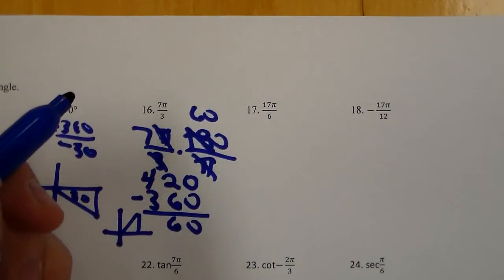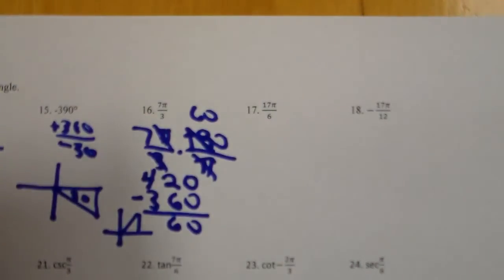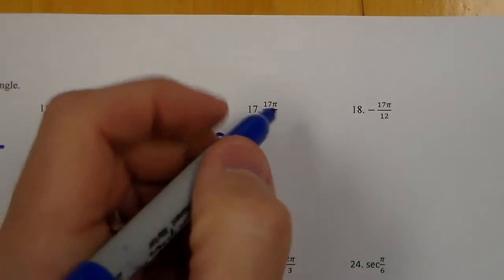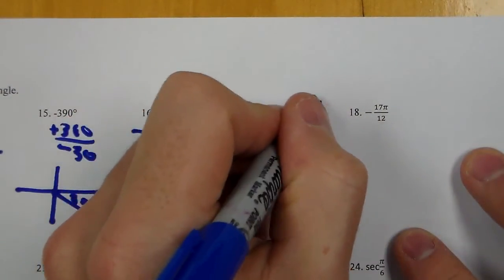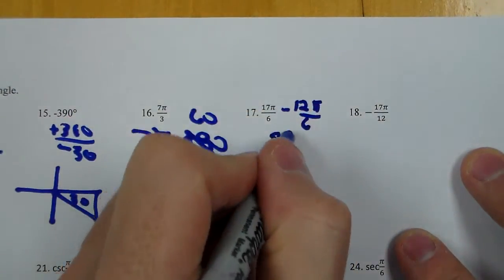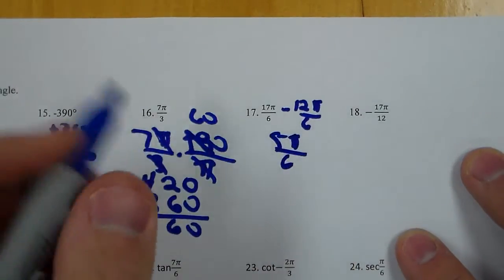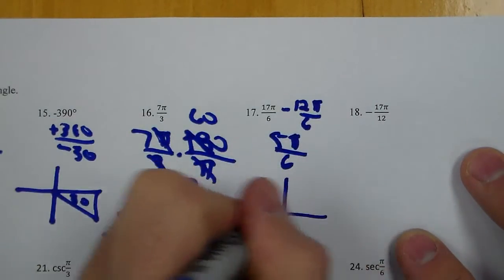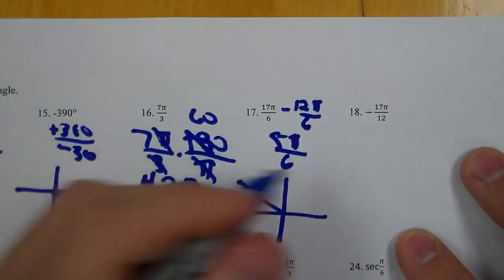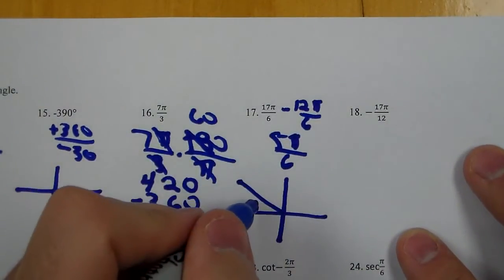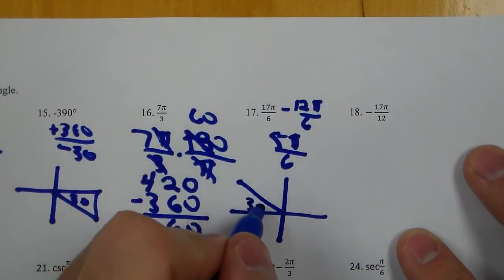17 pi over 6. Let's subtract 2 pi from it this time, because 2 pi, instead of converting it to degrees, 2 pi would be 12 pi over 6. This gives me 5 pi over 6. Now 5 pi over 6 tells us it's pi over 6 short of pi, so that puts it in quadrant 2. Now pi over 6 we also know to be 30 degrees.